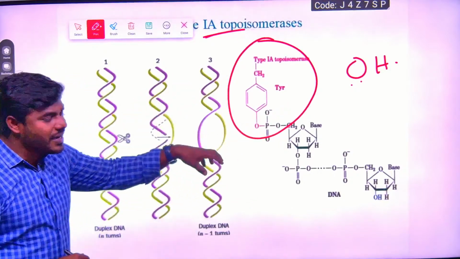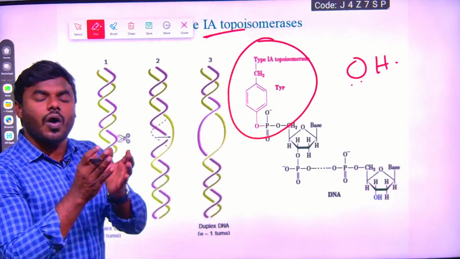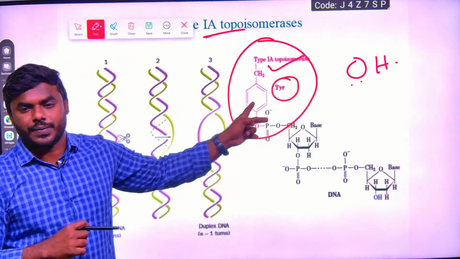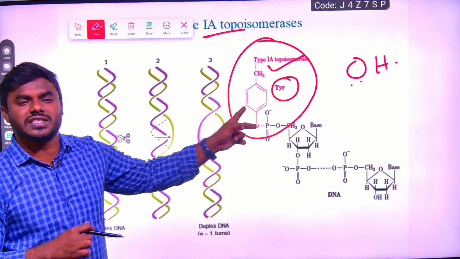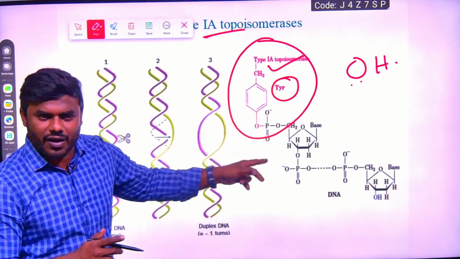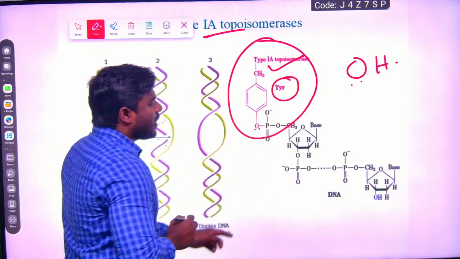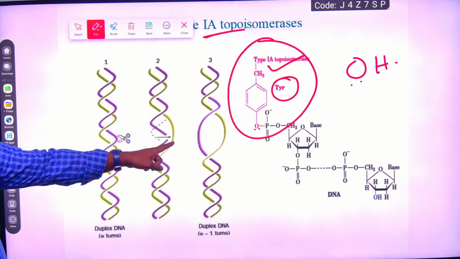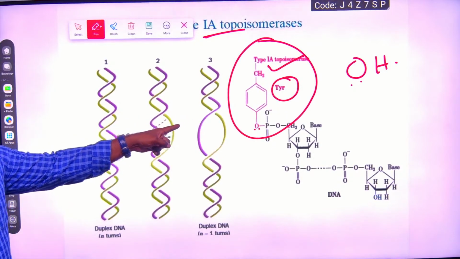In the topoisomerase enzyme, on the active site, the amino acid tyrosine is present. What is the tyrosine side chain? An OH group, correct or not? I hope everyone is getting it. So the oxygen acts as a nucleophile. No point in getting confused over there. They can also raise that question in the exam.